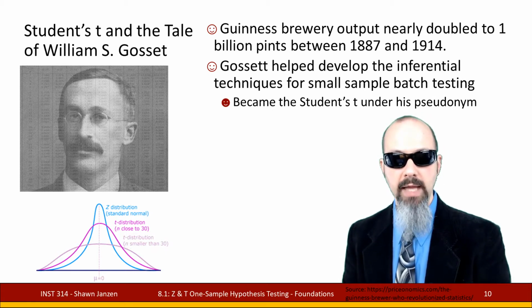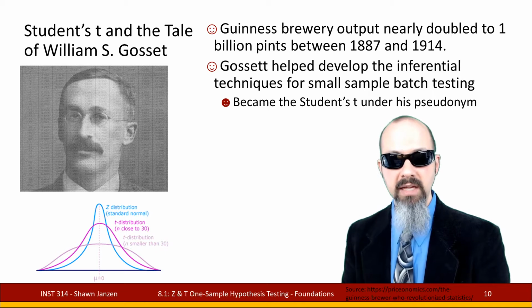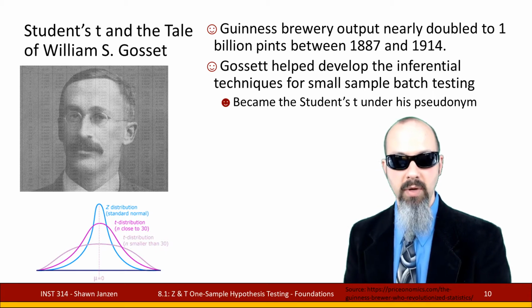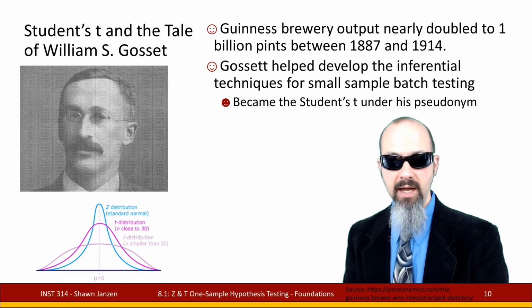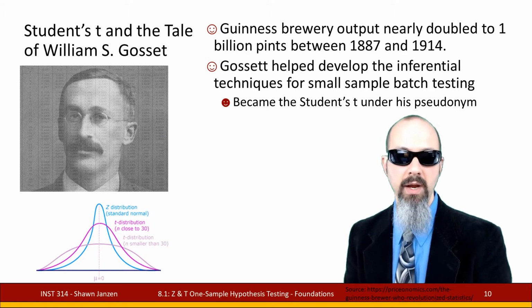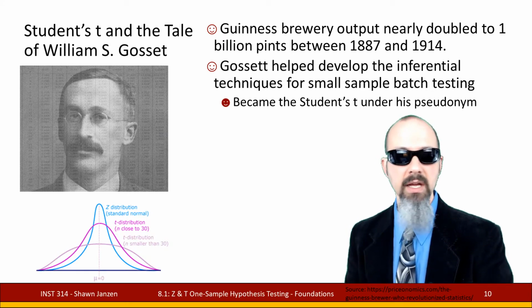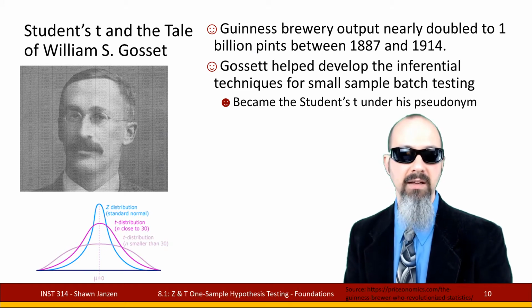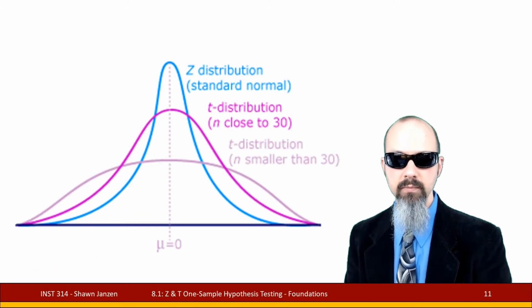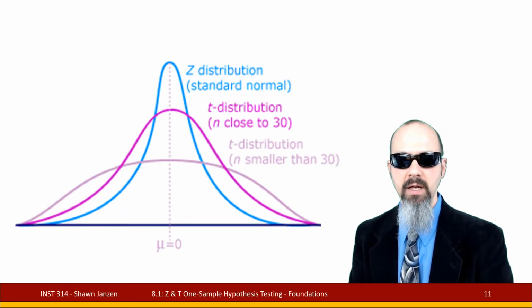So Guinness wouldn't allow him to publish under his name, and so Gossett wrote under a pseudonym, a different name as he did these publications, taking on the name Student, which is where you hear the name Student's t. So if you hear Student's t test, that's just an honorarium talking about William Gossett and not a particular type of t test. Now let's look briefly here at how this looks between the Z and the T.